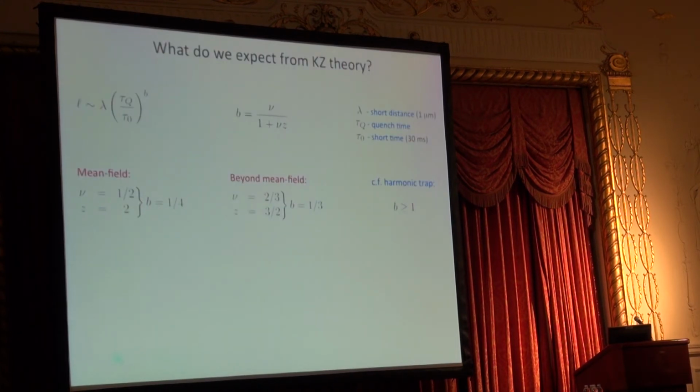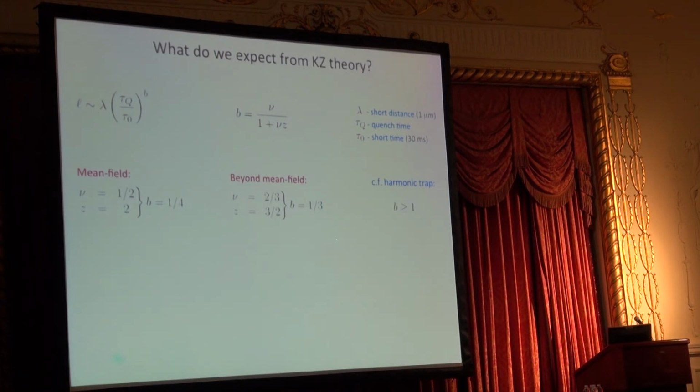Okay, so what do we expect? Let me remind you of the math a little bit. I have already shown you this power law scaling with a universal exponent, but I didn't tell you what exponent we're looking for. So for our universality class, the mean field predicts that nu is 1/2 and z is 2, which means b is 1/4. And the dynamical critical theory, which goes back to Halperin and Hohenberg and people in the 60s, predicts that nu is 2/3 and z is 3/2, and so b is 1/3.